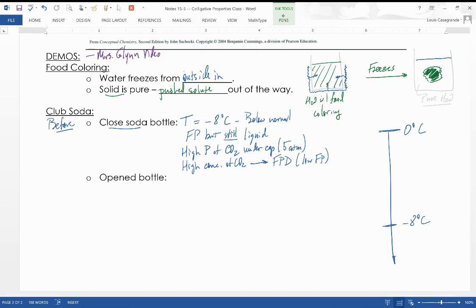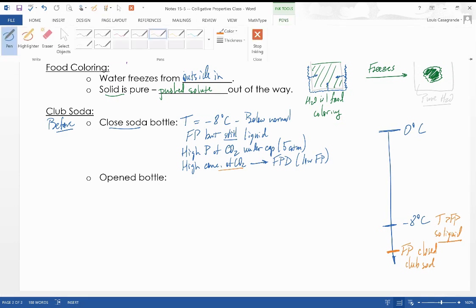Now, let's change colors. And what I'm going to do now is put the freezing point. Here's my freezing point of the closed club soda. The freezing point is lower again because the concentration of the carbon dioxide is high. All right, so because the freezing point is lower, the temperature is greater than the freezing point, and so it's a liquid. So far, so good, I hope.